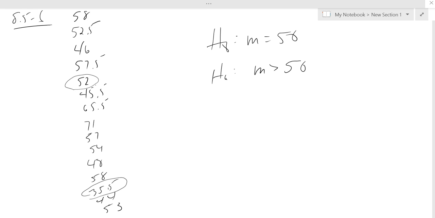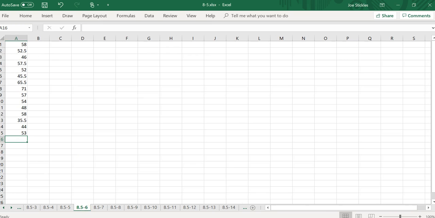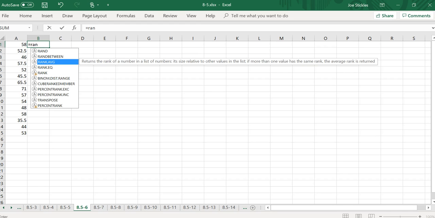So in this case, if we order these things, well, let's do it in Excel. I'll just go ahead and show you in Excel to start with here. There is a command in Excel that is called the rank. There's actually two of them. There's the rank average and the rank equal.